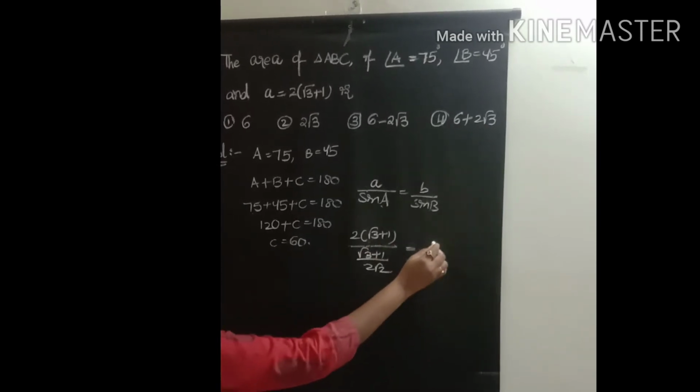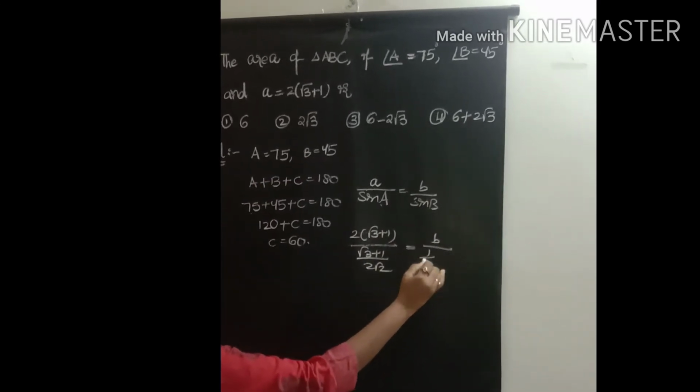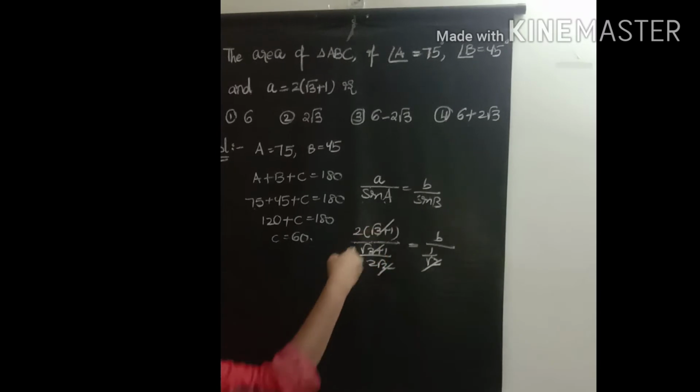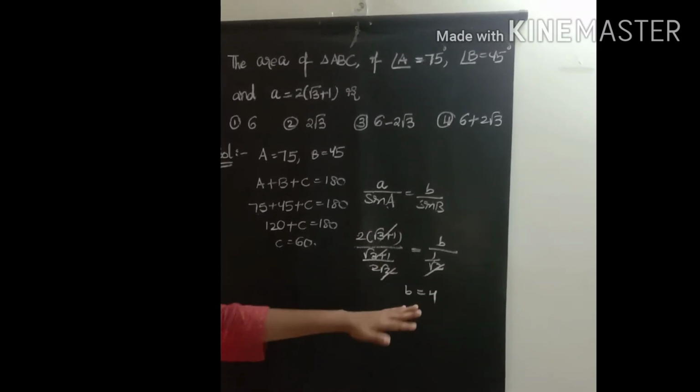Now the b value is not given, so b by sin B. B is equal to 45, and sin 45 is equal to 1 by root 2. Here these values are cancelled, therefore the value of b is equal to 2 into 2, which is 4. So the value of b is equal to 4.